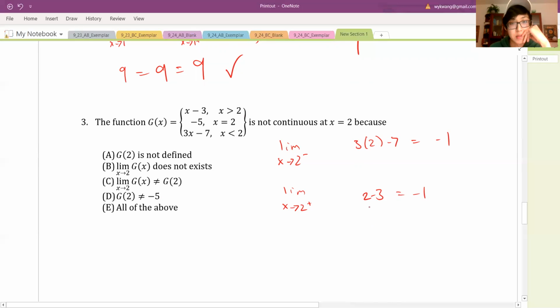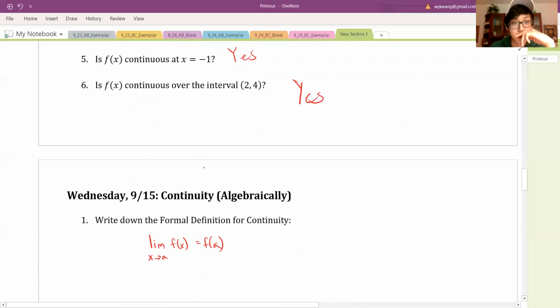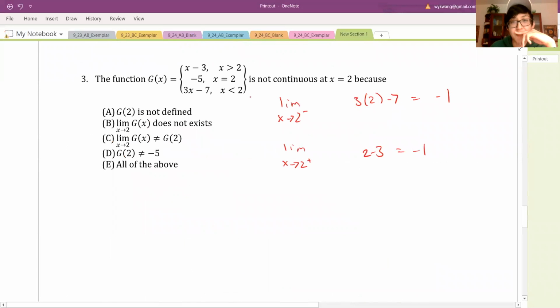Cool. Now, let's see if it actually equals the value of the function, because that's the second part. We fulfilled the first part: the two-sided limit exists, but does it equal g of a? So g of 2, the actual point at x equals 2, is equal to negative 5. Clearly that doesn't match. Negative 5 doesn't equal negative 1. So the issue is that the two-sided limit, which we found exists, does not equal g of 2. It doesn't equal the actual point. So yeah, it's this answer choice.